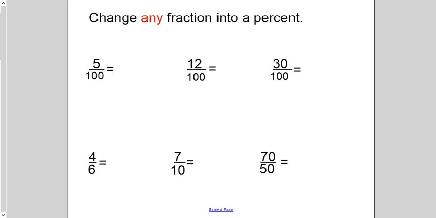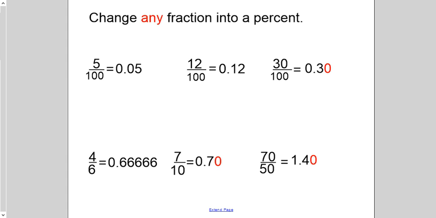Okay, how can we make any fraction into a percent? Well, if you can make a fraction, you can make it into a decimal. Take the top number, divide it by the bottom number. So these 6 fractions would equal these decimals.